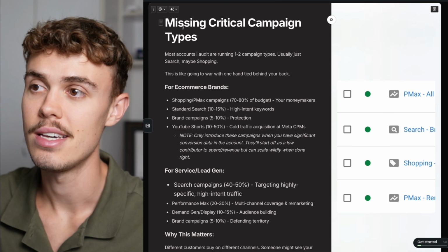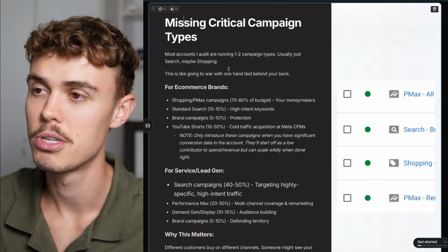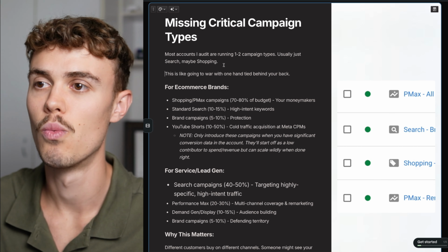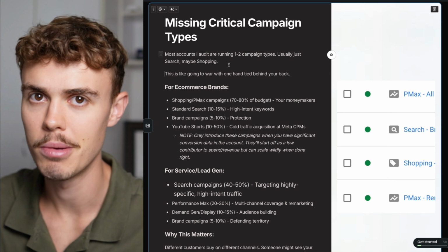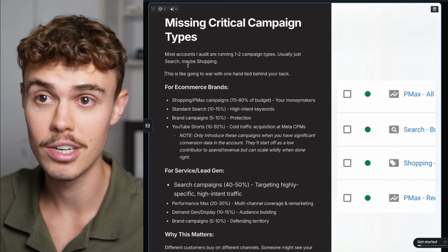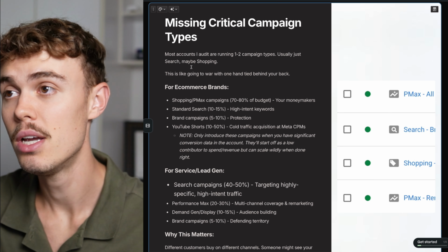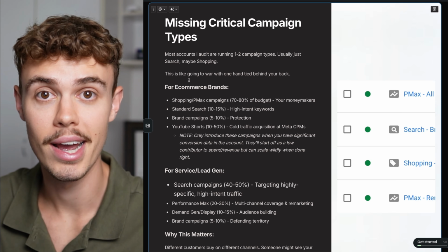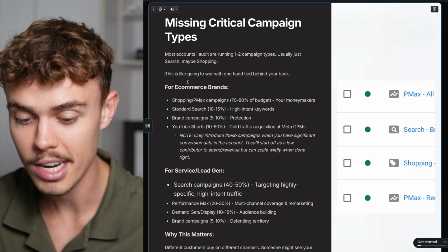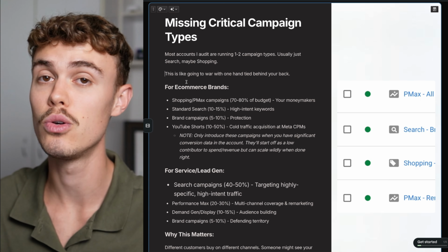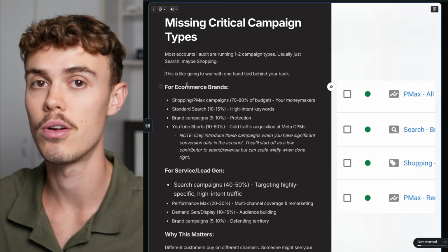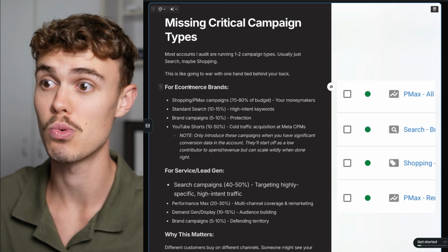Next big issue that I see is missing critical campaign types. So most accounts that I audit are running 1 or 2 campaign types. Very few, typically it has a very simple structure. Usually search and maybe shopping, maybe a single PMax campaign. And this is like going to war with one hand tied behind your back. It's handicapping you immensely. It's preventing your growth so much because you're missing out on an enormous amount of placements and an enormous amount of potential customers.